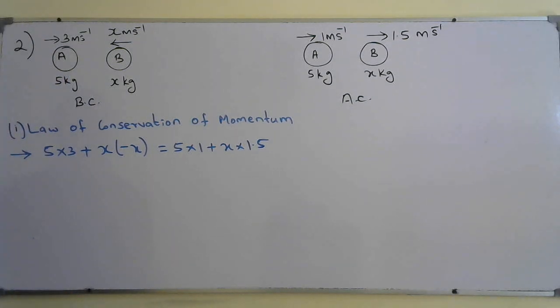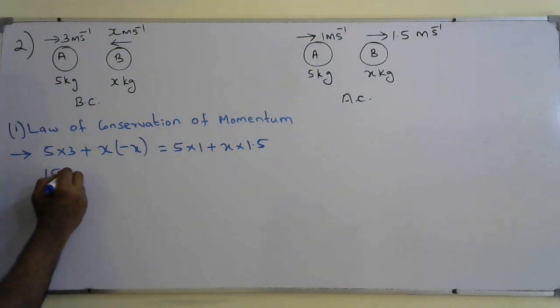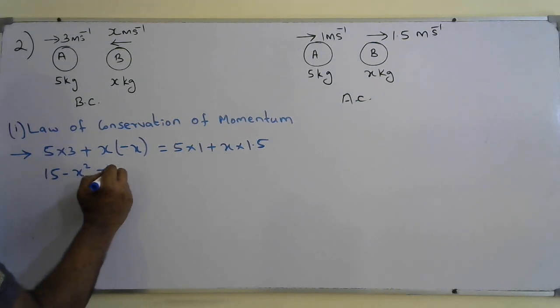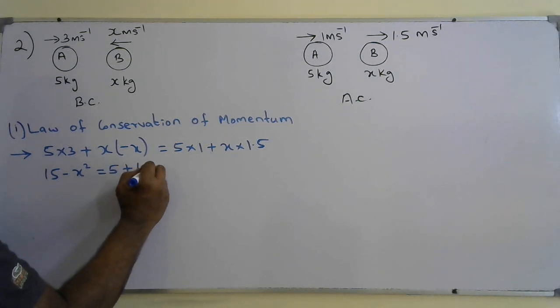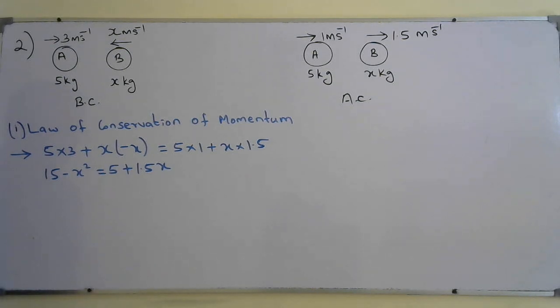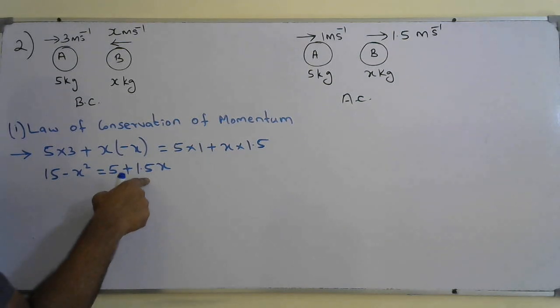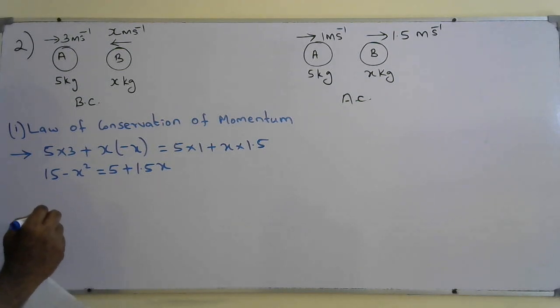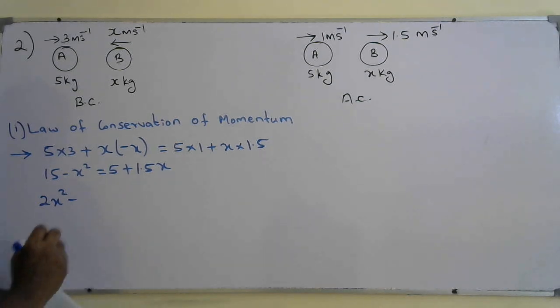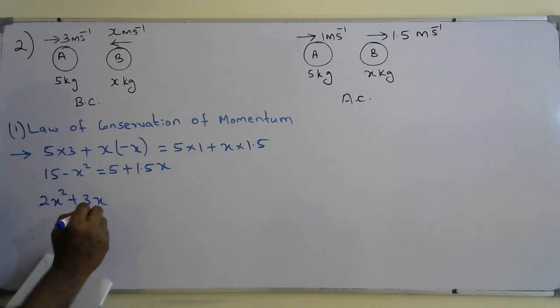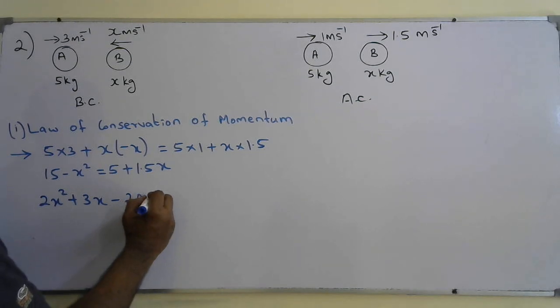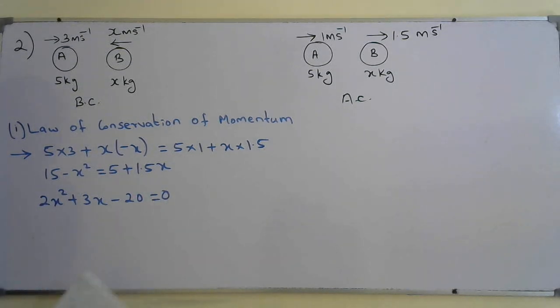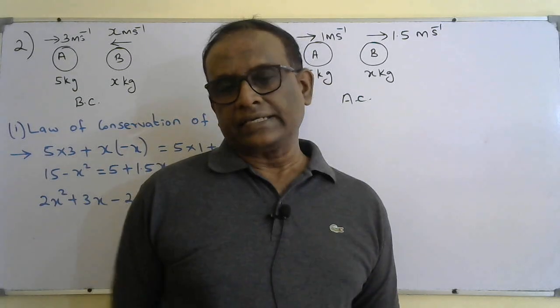Okay, solve it. So you'll get 15 minus x squared equal to 5 plus 1.5x. So it's going to be a quadratic equation. You can write 1.5 as 3 by 2. If you multiply the whole equation by 2 and rearrange it, it will become 2x squared plus 3x minus 20 equal to 0. So this is the quadratic equation. We need to solve it by using calculator.